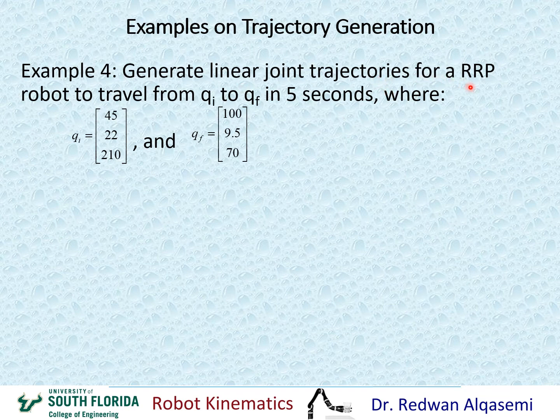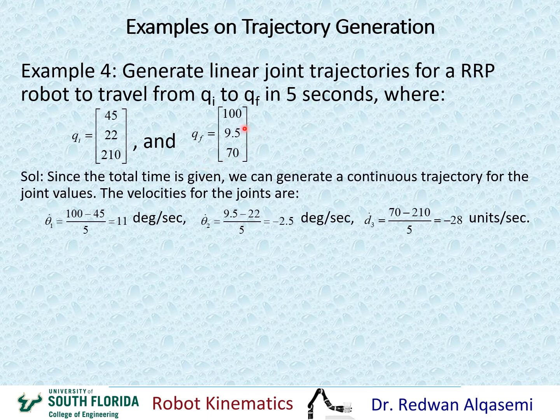Okay, again, we're using here an RRP robot. That means revolute and prismatic joints. So the first value here is a joint angle in degrees. The second value is the joint angle in degrees for the second revolute joint. And the third value is in unit distance because it's a prismatic joint, and these are in unit distance for the prismatic joint.